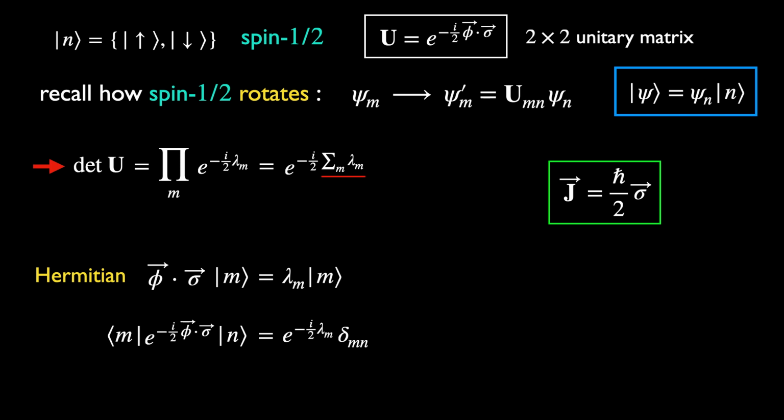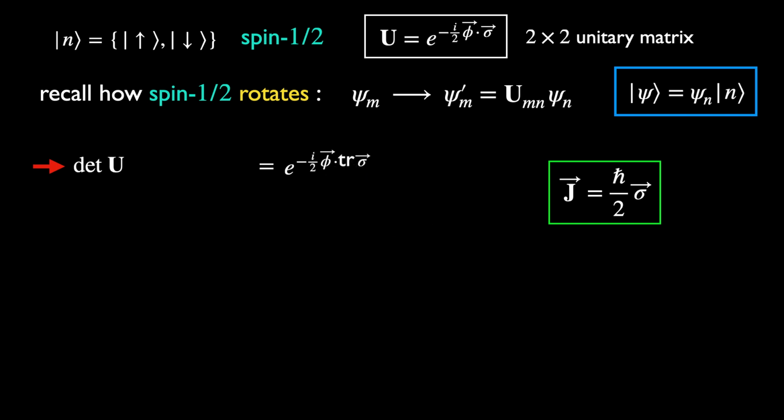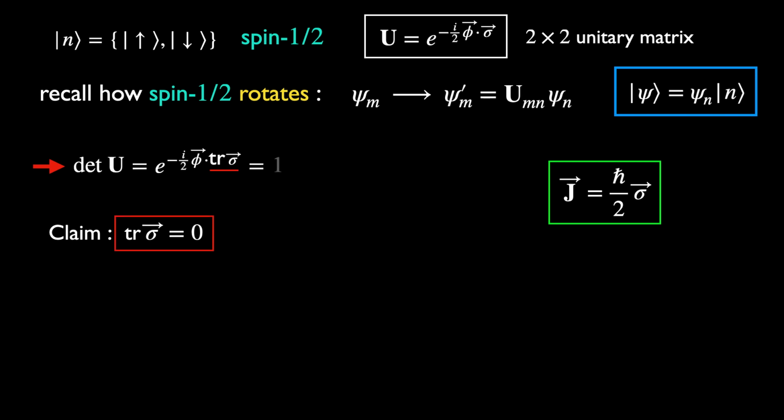Since the trace of an operator is equal to the sum of its eigenvalues, we can express this as the trace of the Hermitian generator. This is equal to the dot product between the vector phi and the trace of the Pauli matrices. We claim that the trace of the Pauli matrices is 0, which means the determinant of U is 1. We can verify this claim by taking the trace of the Pauli matrices directly, but there is a more general way that is both simple and instructive.